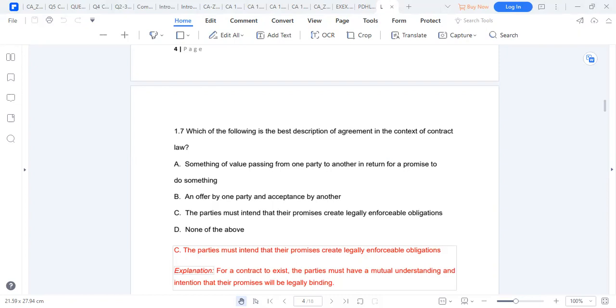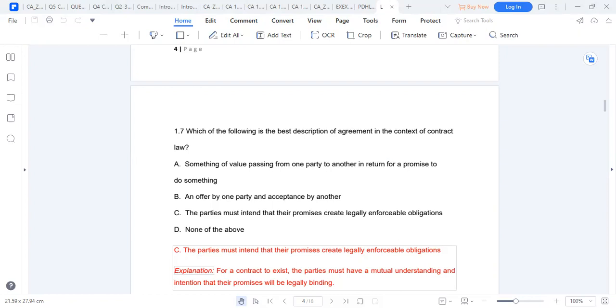So A is correct. B, an offer by one party and acceptance by the other. This statement describes the process of forming a contract through offer and acceptance. An offer is a clear and definite proposal, given by one person who is called the offerer, to enter into a contract, and acceptance by the offeree. This is an aspect of a contract. So B is still correct, and A is correct.